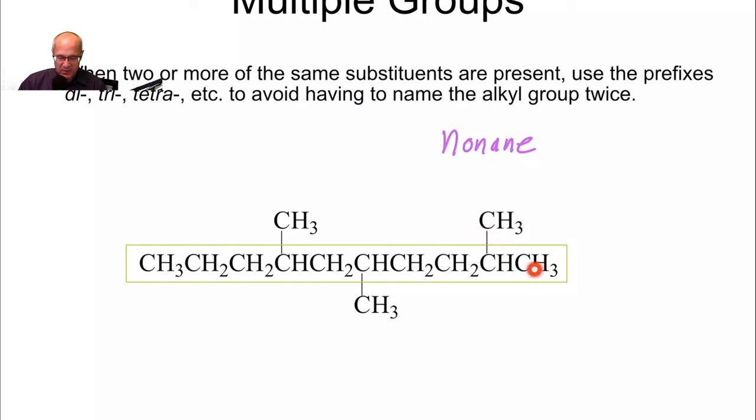if I number from here. If I number from here, it's carbon 1, carbon 2, carbon 3, and carbon 4 is where I find the first substituent. So obviously you don't number from here, you number from here. 1, 2, 3, 4, 5. Remember, these are just carbon numbers, right? 6, 7, 8, 9, 10.